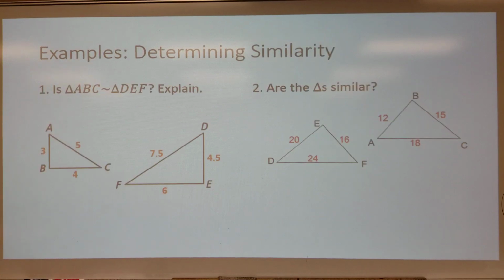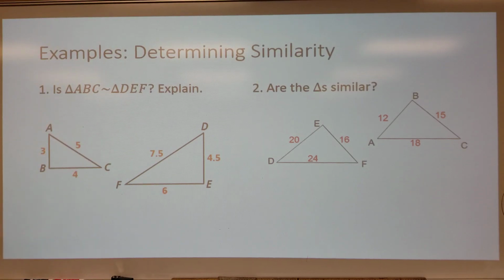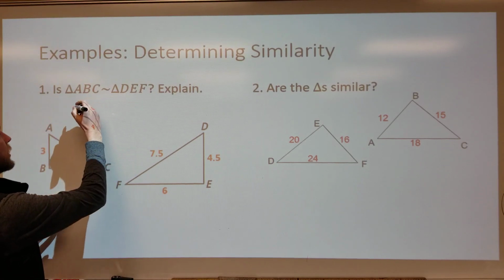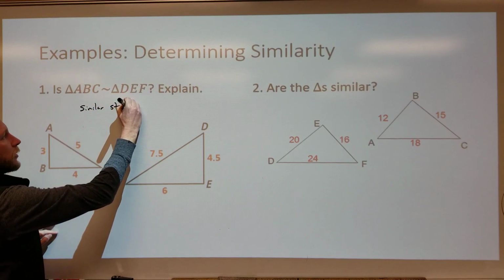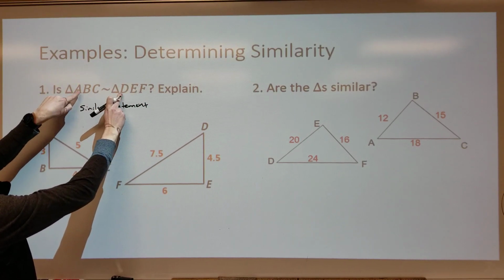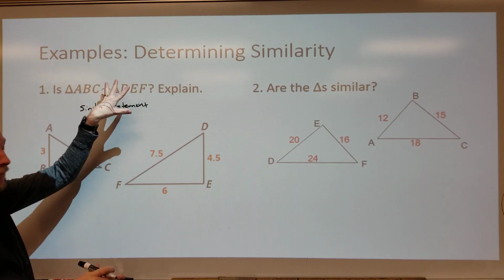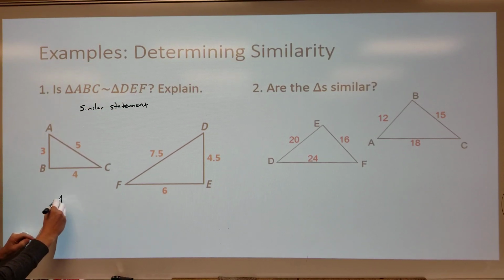All right? And so here's a couple items that we're going to look at here. Is triangle ABC similar to triangle DEF? So this is what's called a similarity statement. We've been using that a little bit here and there. A similarity statement says that A goes to D, B goes to E, C goes to F. All right, so segment AB and segment DE are supposed to be proportional.